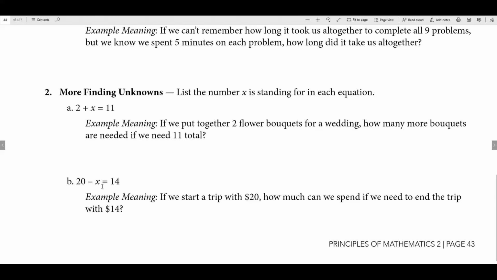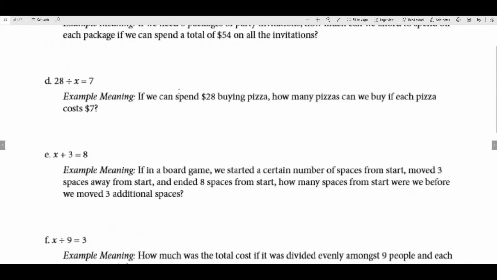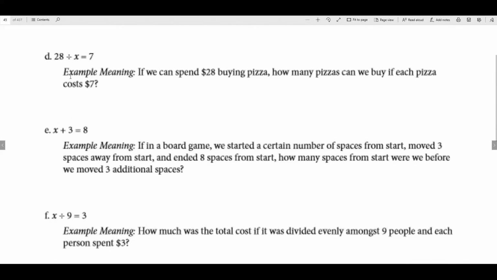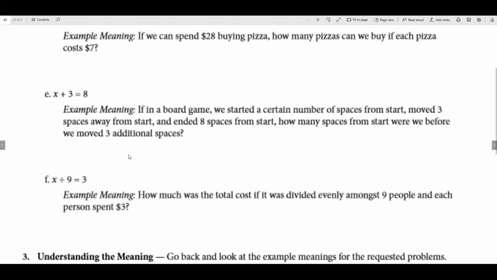Okay, so 20 minus x equals 14. Example: if we start a trip with $20, how much can we spend if we need to end the trip with $14? So in this case, x equals $6. All right, look at the next page then. I'm going to let you finish this. I'm not going to grade this page. It's just getting used to these x's. Make sure you read this example because it puts in your mind what we're working with here.